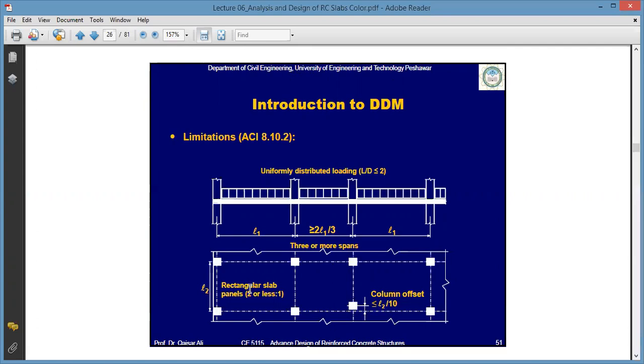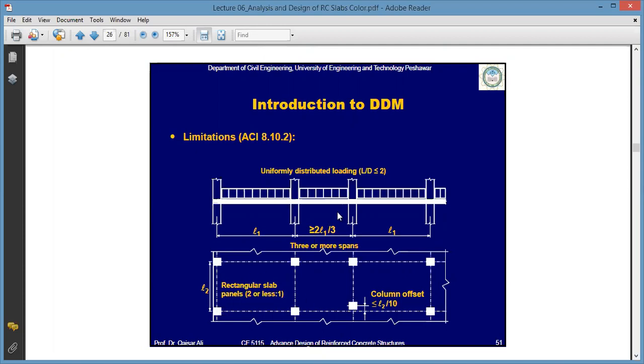The second limitation is, if suppose this strip is rectangular, not square, then how much rectangularity is allowed? This is common. We have discussed that a two-way slab means when the ratio of these two sides is less than 2, normally we call it a two-way slab, and if this ratio is more than 2, then we call it a one-way slab. So again, the same is here. This ratio should be 2 or less than 2 and against 1. So this is the second limitation.